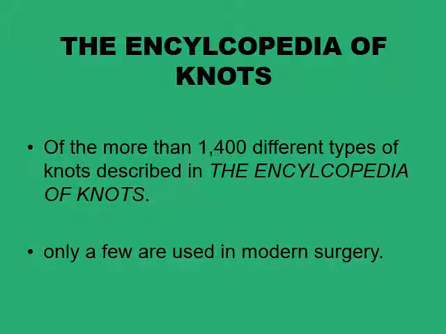The Encyclopedia of Knots has descriptions for 1,400 different types of knots. The vast majority are used in agricultural, industrial, marine, and security purposes. We only need to know a few of them for modern surgery.